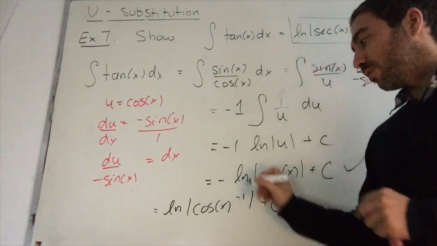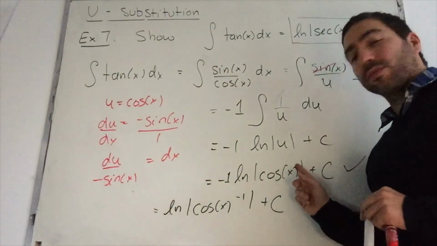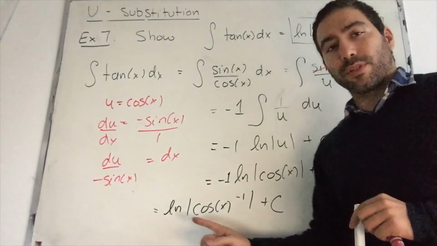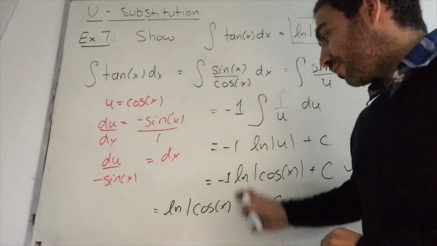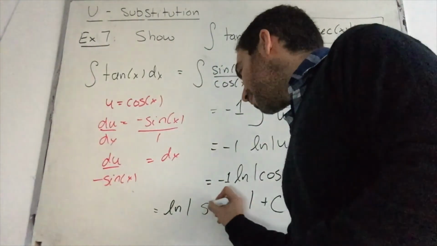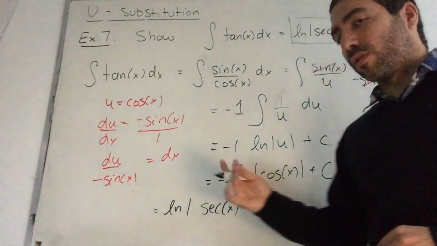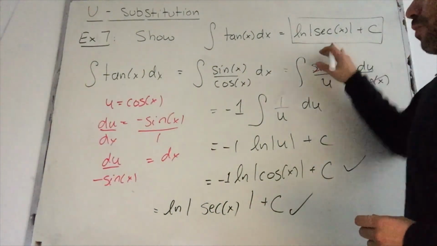So you're taking the negative 1 in the front of the ln and bringing it into the exponent of the cos. Well, what's cos inverse? Or what's the reciprocal of cos? This could be rewritten using our trig properties as secant, because 1 over cos is equal to secant. And this is the answer in the form that we have it.